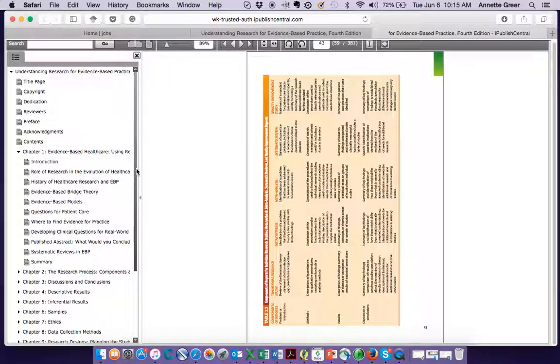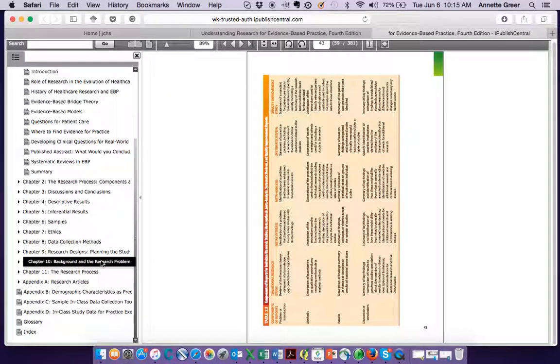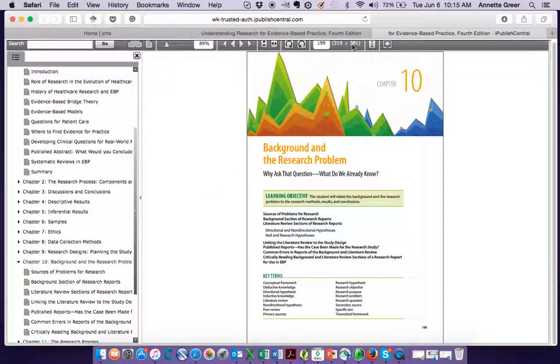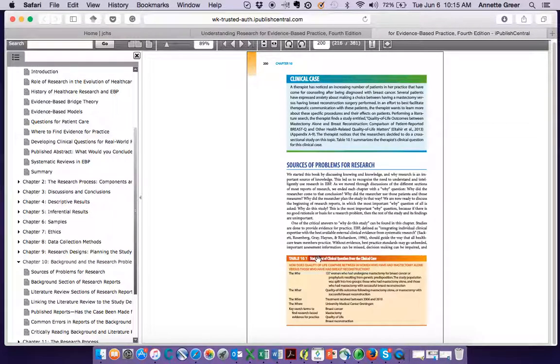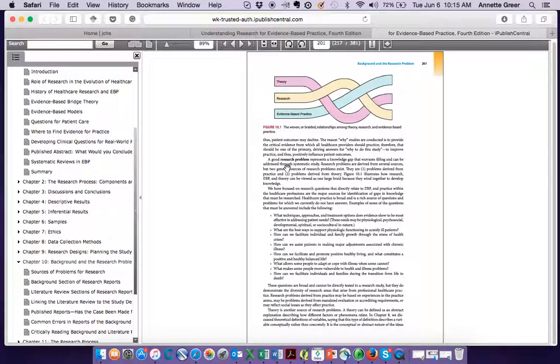Okay? So now I'm going to jump down to chapter 10, because chapter 10 helps us get the background and the research question. The who, the what, the when, the where. Didn't we see that in chapter 1? It is reinforcing that same information. A good research problem represents a knowledge gap that warrants filling and can be addressed through systematic study. Didn't we just hear that in chapter 2?